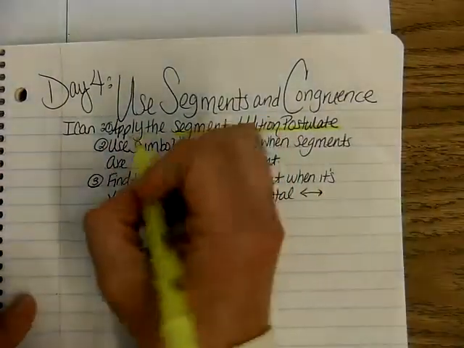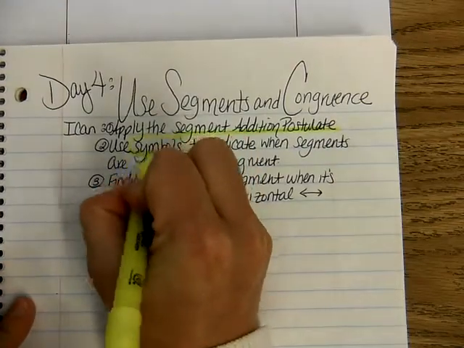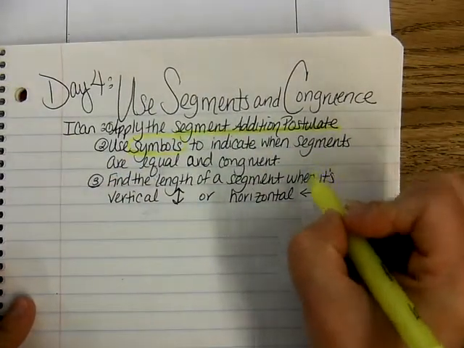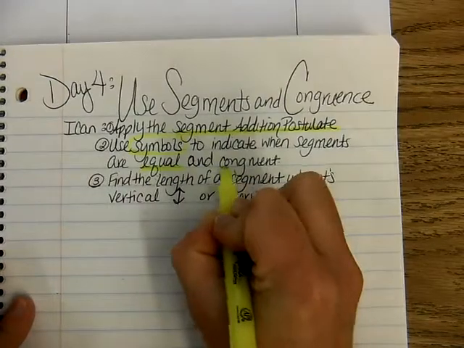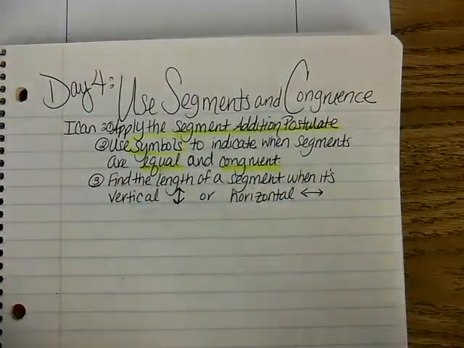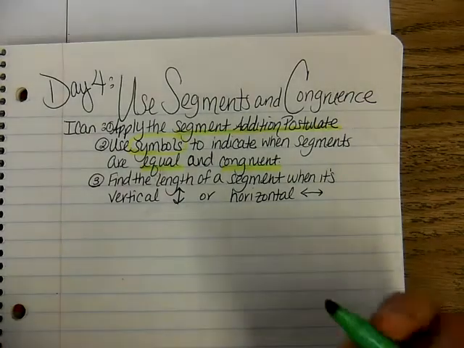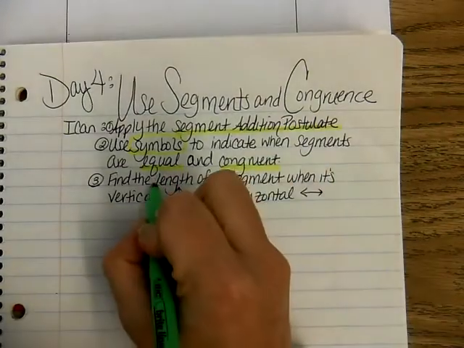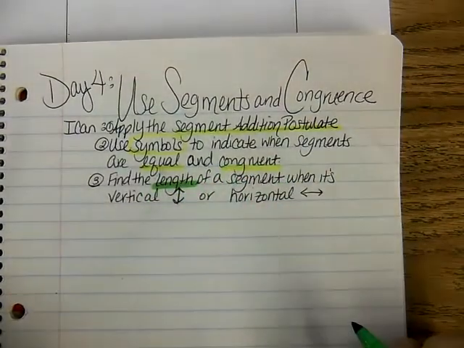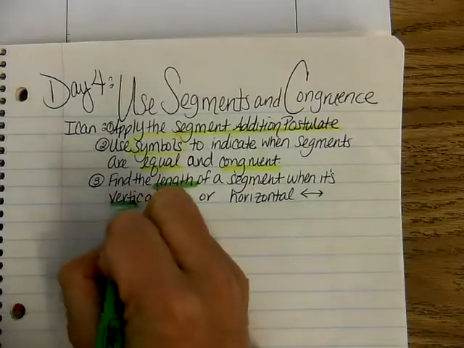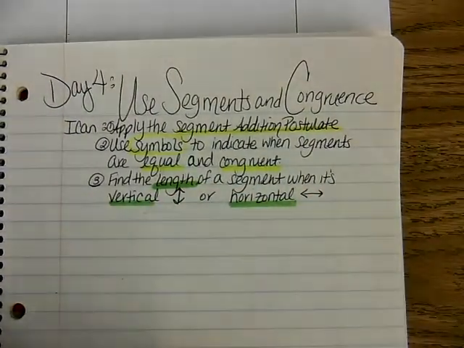Next, we're going to use symbols to indicate whether segments are equal and congruent. So certain symbols, whether they are visible or not, indicate that segments are equal, or a new word, congruent. And finally, we are going to identify or be able to find the length of a segment when it is vertical and horizontal, with our language objective being that you can explain whether or not two segments are congruent.